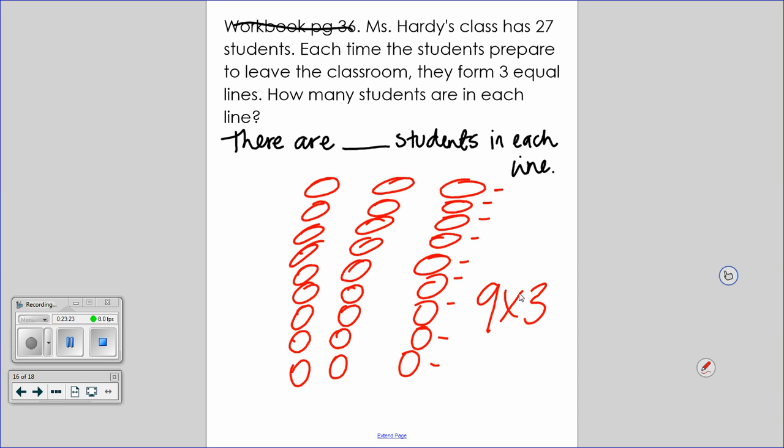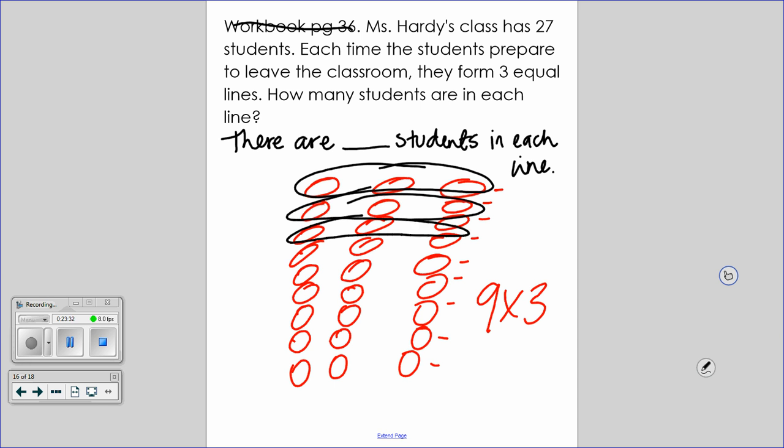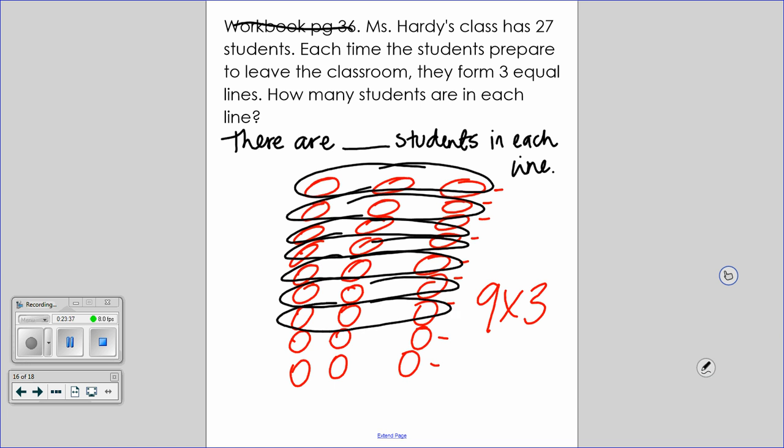9 groups of 3. If I wanted to make this circles and dots, because I like circles and dots, here we go. Here are 9 groups of 3. This is just another visual model. What is the product of 9 times 3? It should be, hopefully if we did it right, the number of kids in our class. Those are the kids we're lining up. Kaylee? 27.